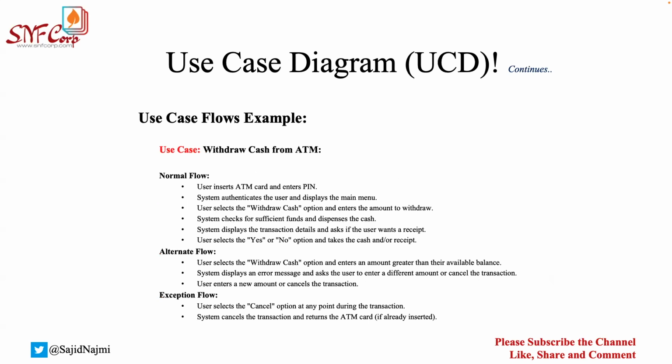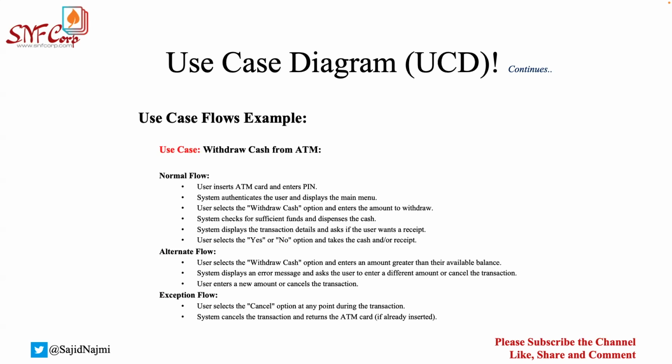I'm taking withdraw cash from ATM as one of the examples, one of the use cases. Now, what could be the normal flow? I inserted the ATM card and entered the PIN. Now, the system is authenticating my user credentials. And then I selected withdraw cash. I entered some amount. The system checks whether I have sufficient balance, funds in my account, or not. And the system dispenses cash. I got my cash. I'm done. This is your normal flow. What is the alternate flow?